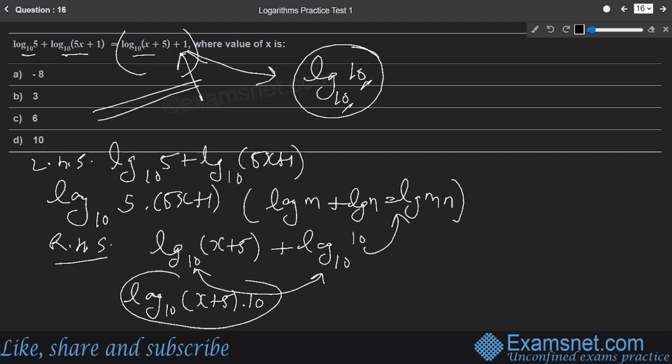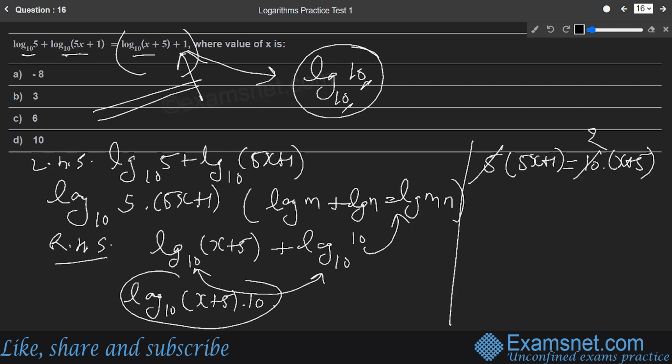So now we can equate the left hand side and right hand side together. If we do that, the left hand side was 5 into 5x plus 1, and the right hand side is 10 into x plus 5. So we are just supposed to solve this particular equation.